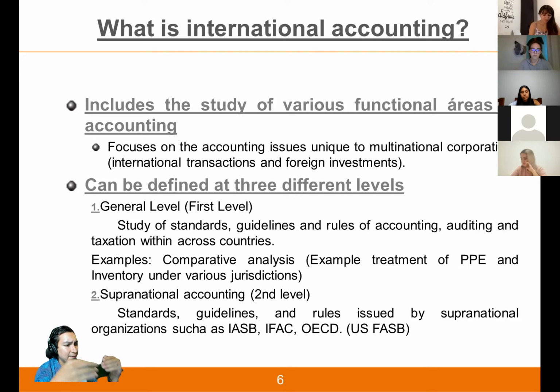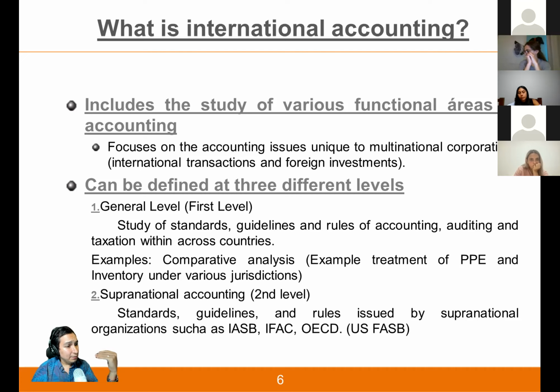Also, we need to understand that we can see international operations from 3 levels. Let's go with the general level. It's the study of standards, guidelines, and rules of accounting, auditing, and taxation across countries. Comparative analysis, that's something that we will see along the way. A good example is, what is the treatment of property, plant, and equipment in Mexico? What is the treatment in the United States? What is the treatment in Europe? The same with the inventory. What is the treatment in Mexico, United States, and Europe?